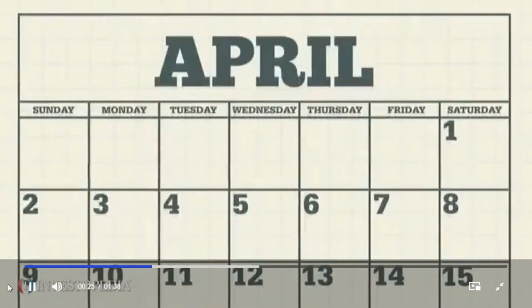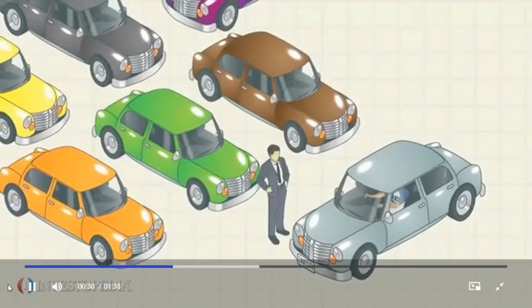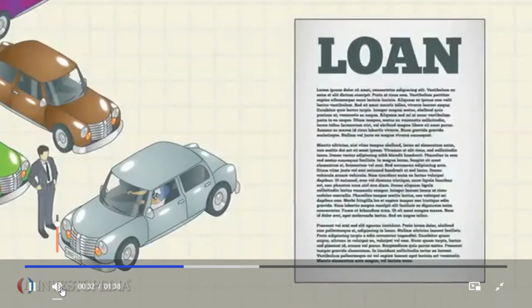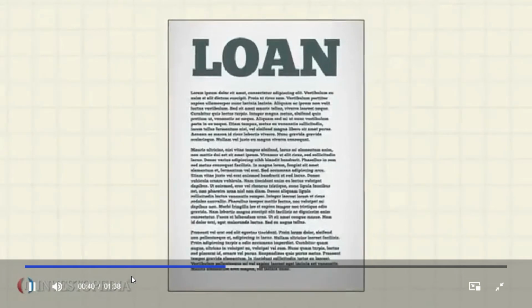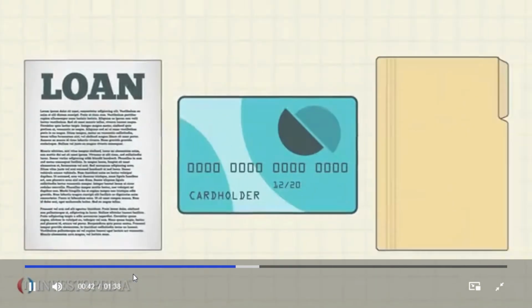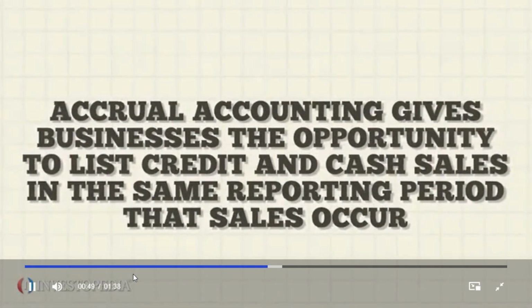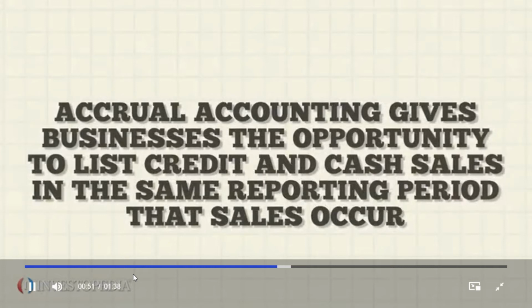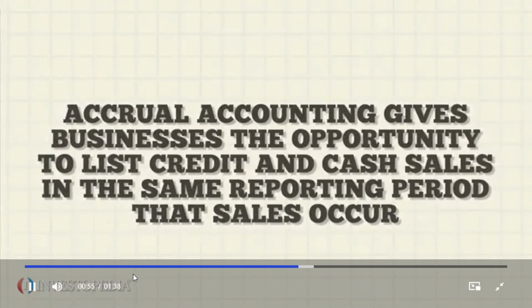For example, in April, Joe buys a car from the local dealership for $20,000. The purchase is made on credit with a loan from Joe's bank. The dealership will mark the sale for April, even though the bank doesn't send them a check for Joe's purchase until June. Bank loans, credit card sales, and long-term credit projects are usually paid within a reasonable amount of time. Accrual accounting gives businesses the opportunity to list credit and cash sales in the same reporting period that sales occur, showing all sales made for a set period.